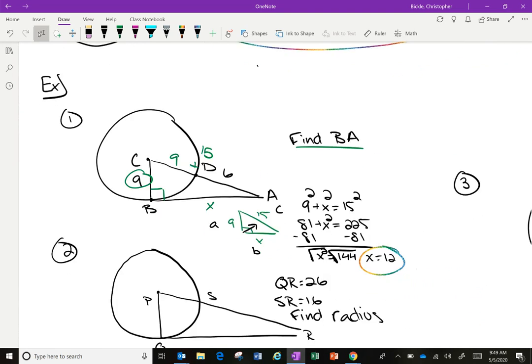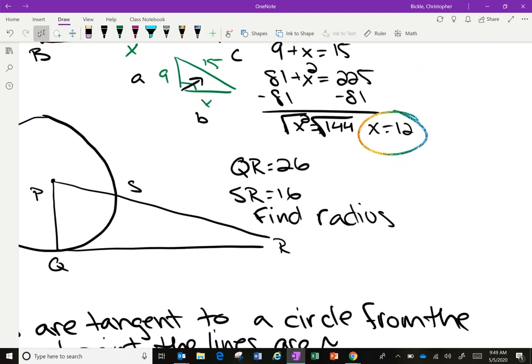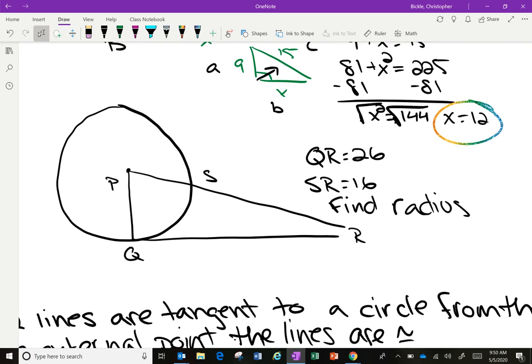Let's look at another one. So the second one, and here I'm going to write off to the side, we've got the circle P. Again, we're going to pretend that my line's perfect here and that QR is tangent to the circle. Then they gave us some things here. They told us that QR was 26. They told us that SR was 16, and they want us to find the radius.